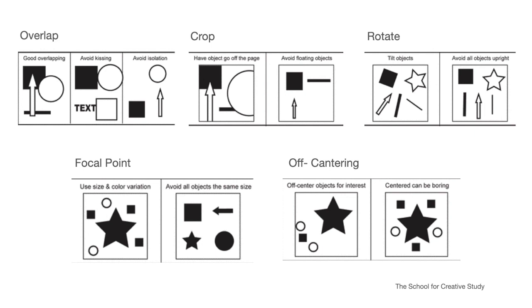The fourth one will be focal point. It can build up the area of importance, giving viewers something to focus on. To achieve this, use side variation, avoiding the same side. Another way to create this is color dominance. The last one will be off center. Avoid placing objects directly at the center of the page. Placing the object slightly to one side will create a more interesting composition.